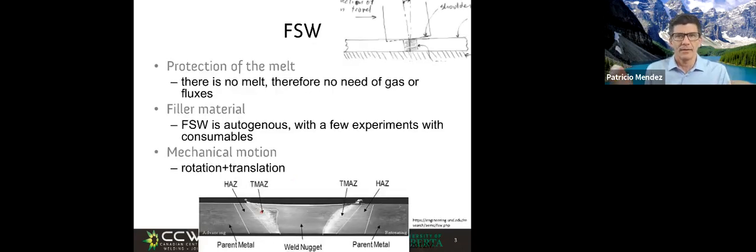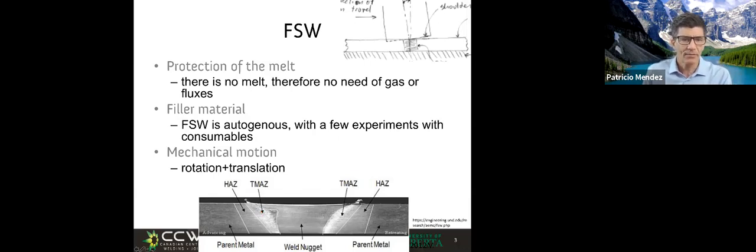So in this case, there's no melt to protect. That's the story of solid state processes. No need for gases, no need for fluxes. Everybody's happy. Filler material. Typically, friction stir welding is done autogenously. And that's okay, because since we don't melt the metal, we don't need to worry that when it solidifies again, it's going to be ugly. There have been experiments with consumables, but for 90% or 99% of all friction stir welding, the pin is non-consumable and the weld is autogenous.